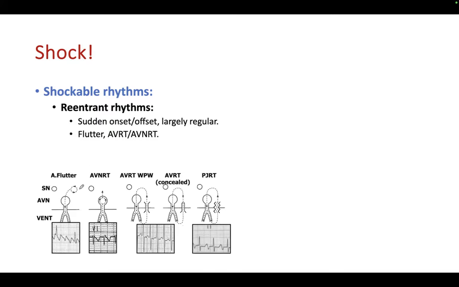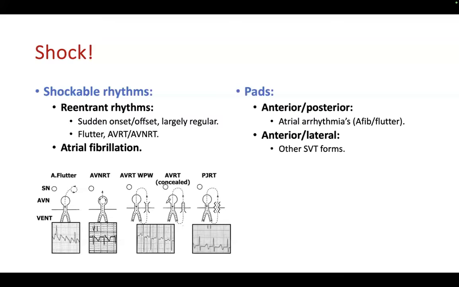So flutter is a re-entry circuit in the atrium. AVNRT is a circuit in the AV node. AVRT is a circuit using the AV node and up through an accessory pathway, and so forth. Also, obviously, atrial fibrillation is shockable. We don't usually see atrial fibrillation in pediatrics as much, but of course, the adults do see atrial fibrillation all the time. And when you want to shock the patient, obviously use pads.